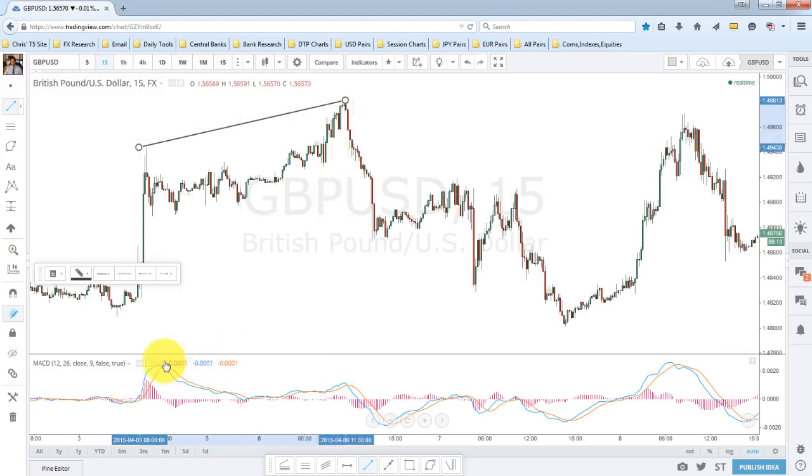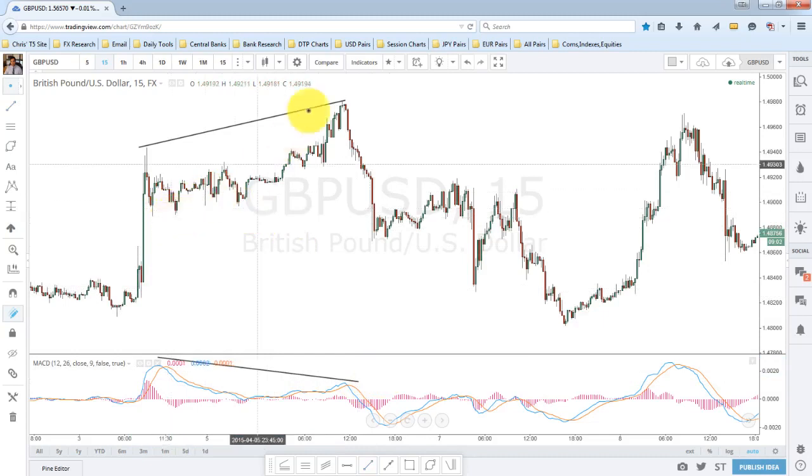Price moving higher. MACD here is cycling lower. Sorry, it's hard for me to draw sometimes. Yeah, there we go. Cycling lower. Broke through. Nice sharp cycle. Broke through the lows.